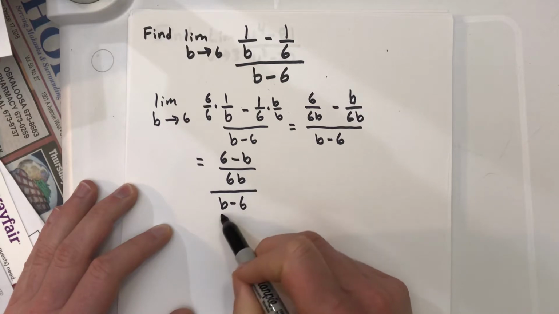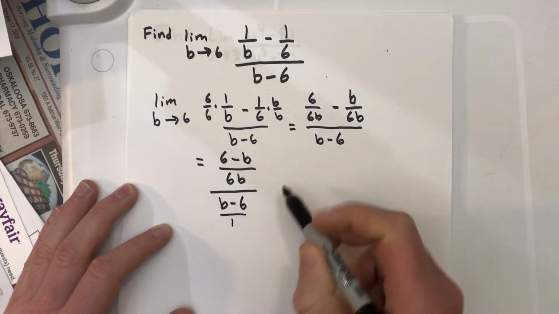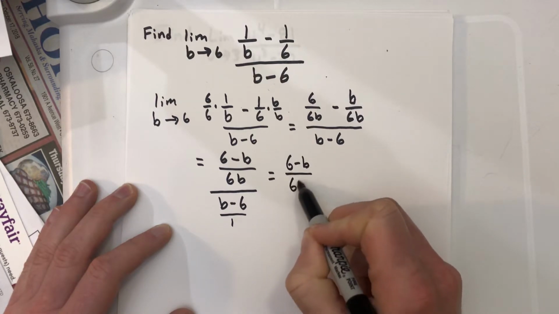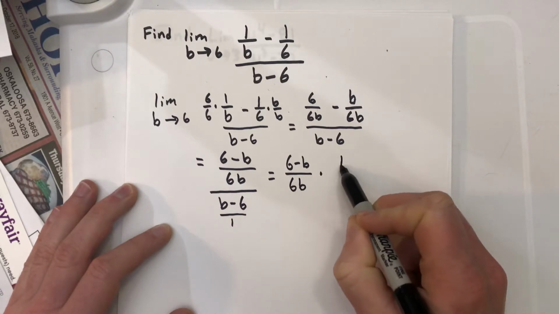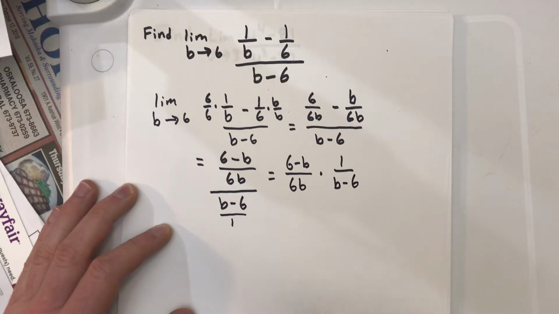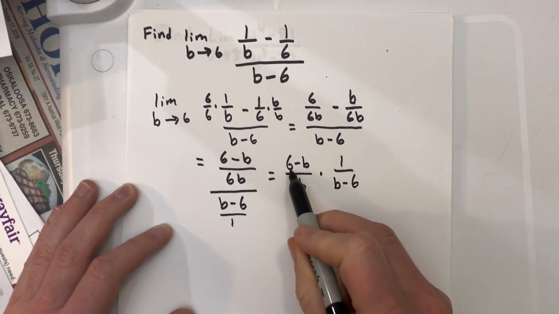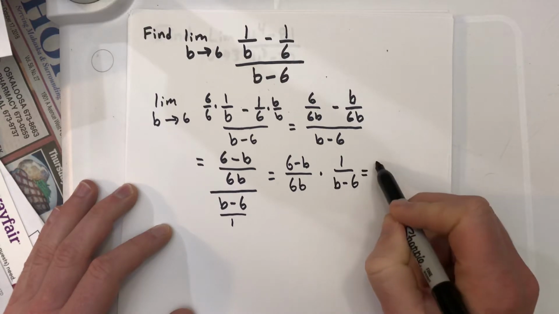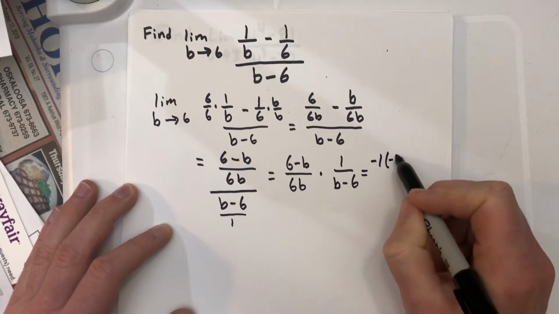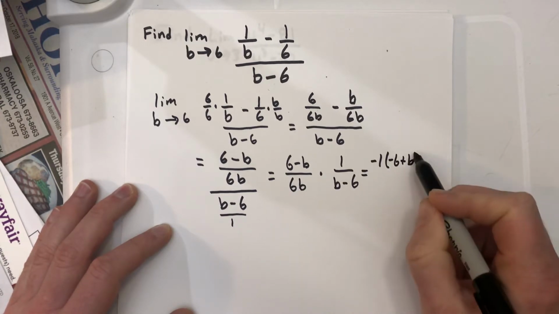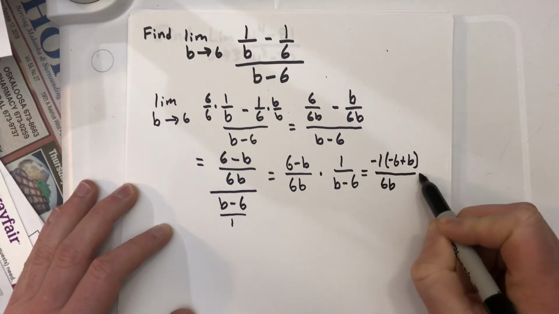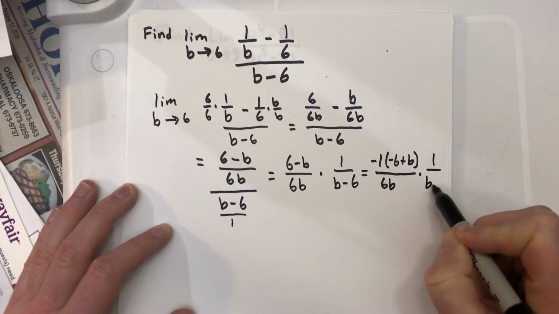Remember, when I take a fraction and divide by another fraction, this is really over 1. I can write that as 6 minus b over 6b times 1 over b minus 6. So then what we can see here is if we factor out a negative 1, I'm going to do that, so I get negative 1, and that's going to change this to now negative 6 plus b over 6b, and that's going to be times 1 over b minus 6.